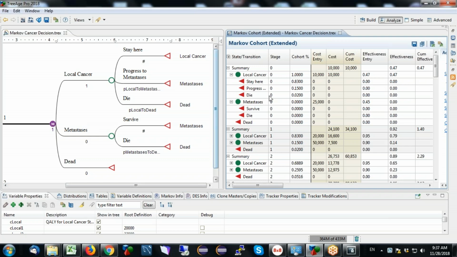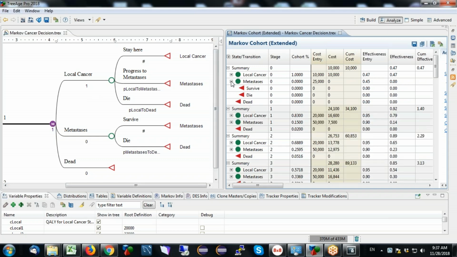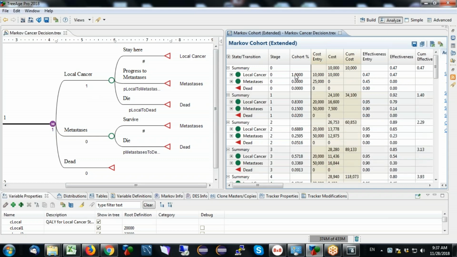And not just does it follow the structure, it shows you how the cohort is moving through the model. So let's look at that for a minute. We start based on the initial probabilities with everyone in the local cancer state. And what do we see? In the first cycle, everyone's in the local cancer state.